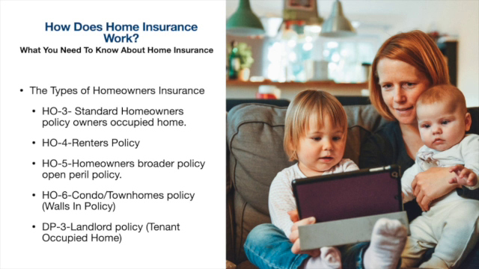The HO5 policy is a little bit broader. It's an open perils policy, so it gives you a little more coverage than the HO3. The HO3 for the most part is pretty fine and pretty standard. But let's say you have a really expensive home, or you have a lot of valuables and things like that in your home. Then I would highly recommend doing the HO5.